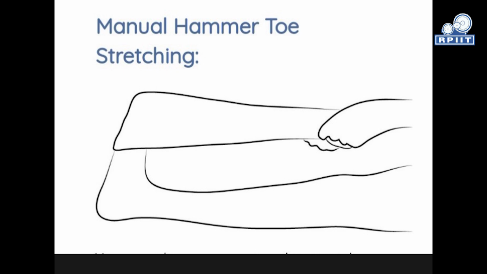And we can recommend some splints used in hammer toe. Those splints are the BB splint and the Bowler Brown splint.